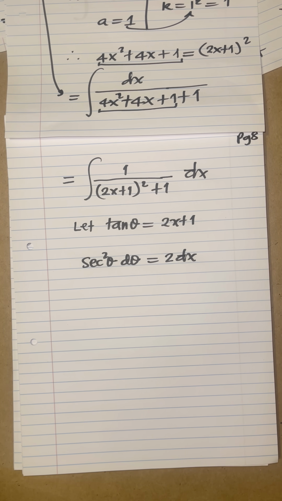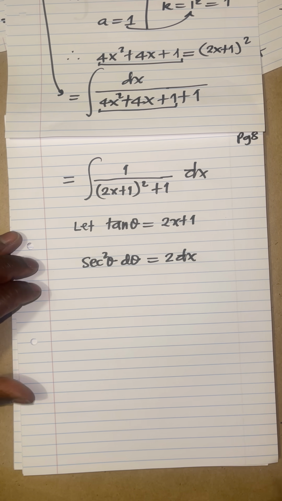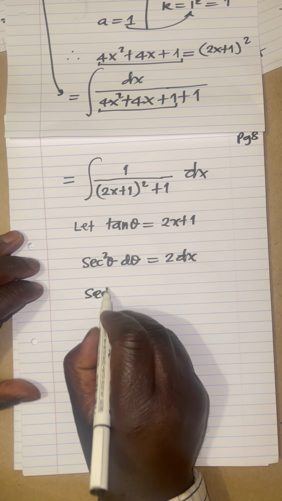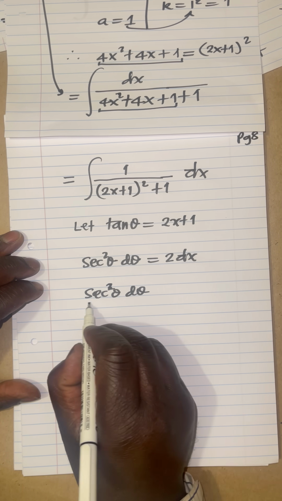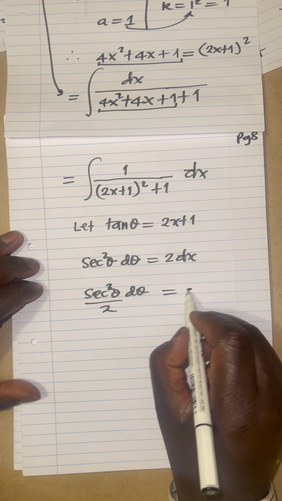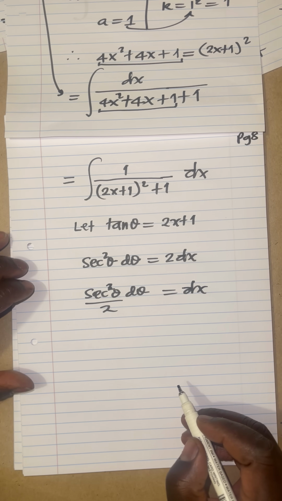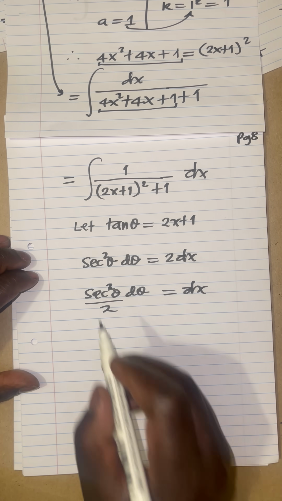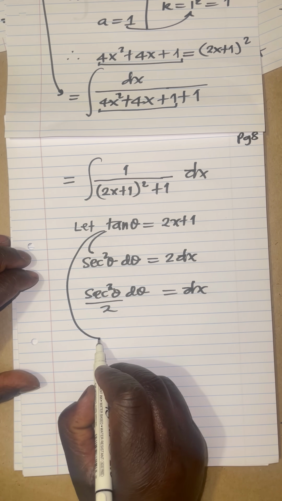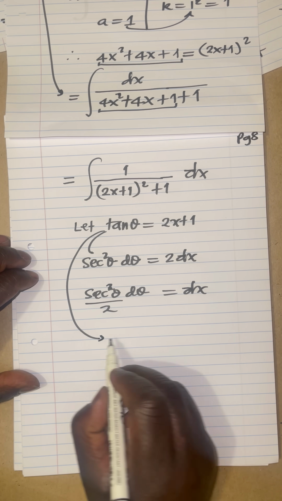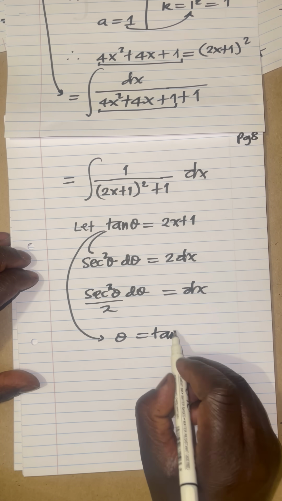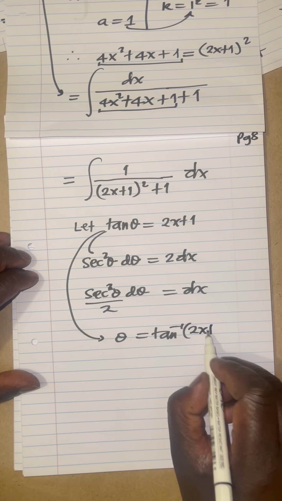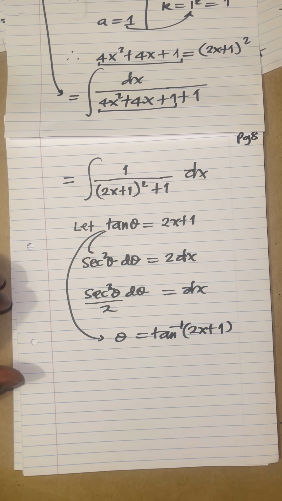Derivative of x is 1 times 2 is 2. I'm going to divide both sides by 2, so I have sec squared theta d theta all over 2, and this is going to be dx. That's the first equation I'm going to obtain from there. For the second equation, I'm going to solve for theta. Solving for theta, I have theta equals arctan or tan inverse of 2x plus 1. I'm going to need that at a later stage.